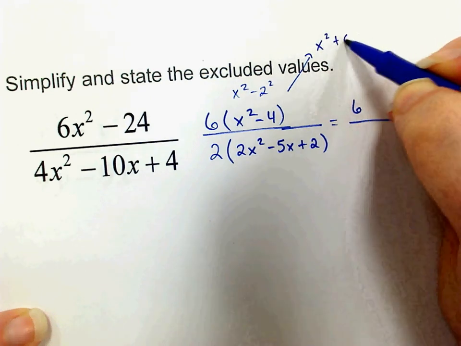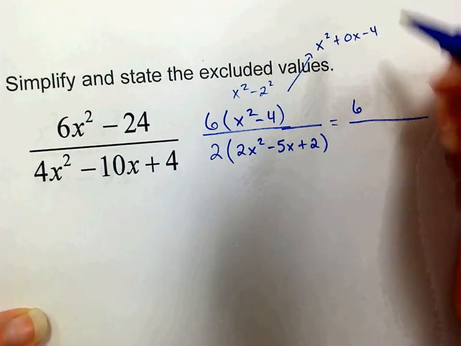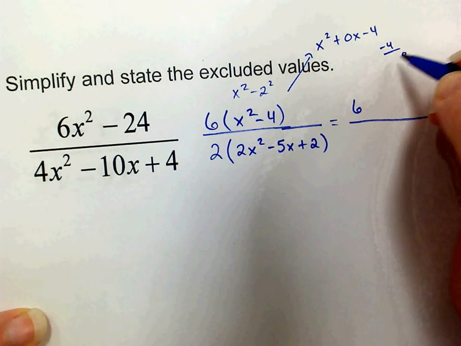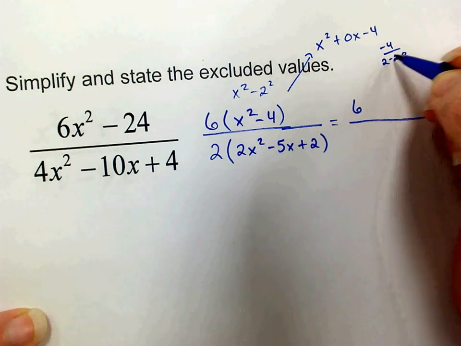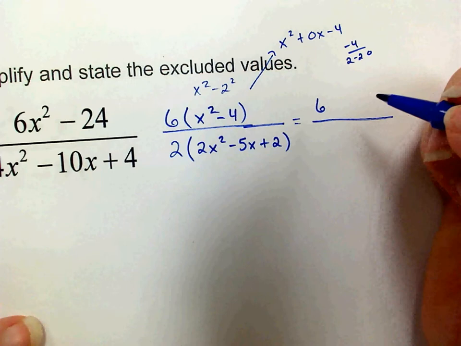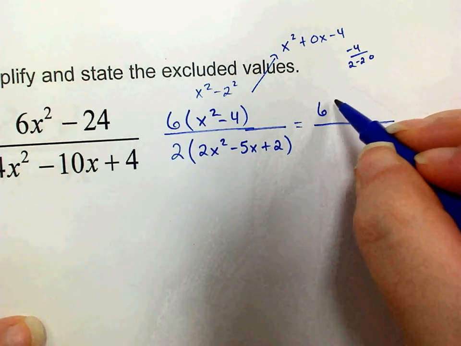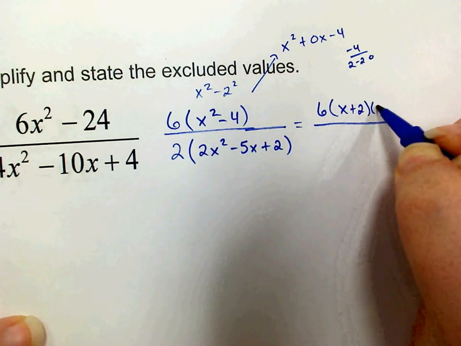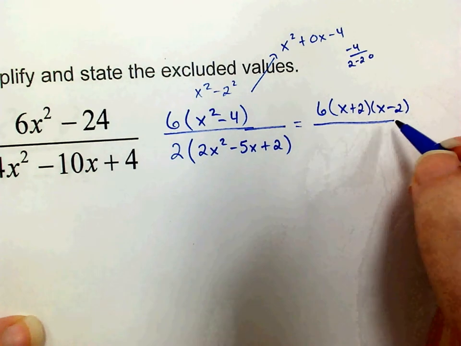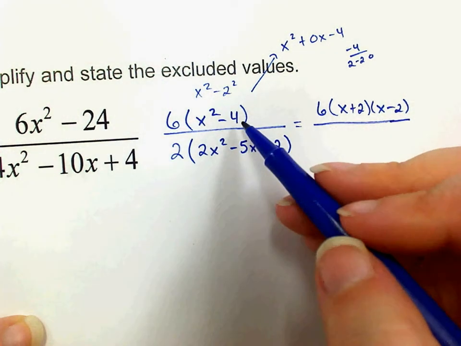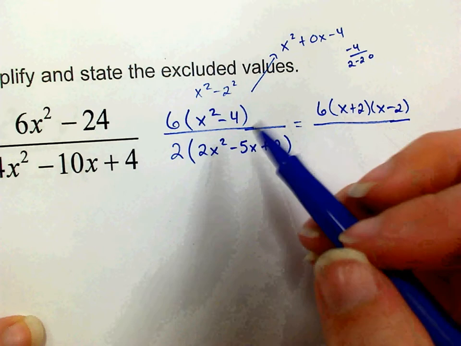Yeah. What are the factors of negative 4 that add up to 0? One positive 2 and one negative 2. Okay? So, x plus 2, x minus 2. But if you just remember a difference of perfect squares, if I say x squared minus 4, x plus 2, x minus 2. If I say x squared minus 25, x plus 5, x minus 5. Okay?